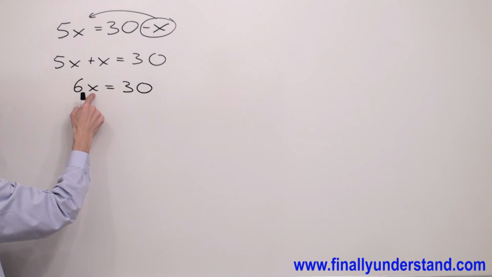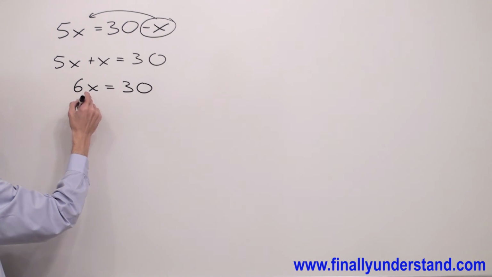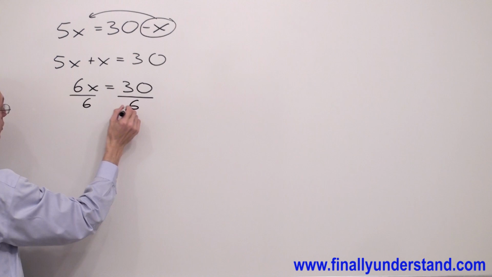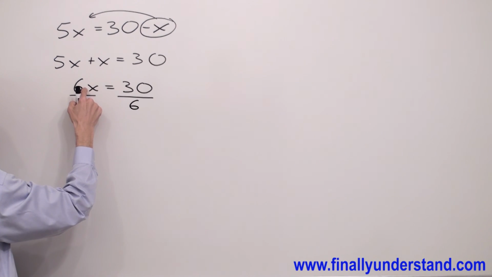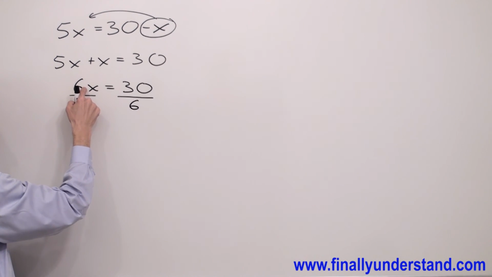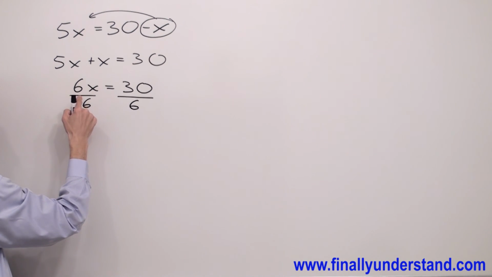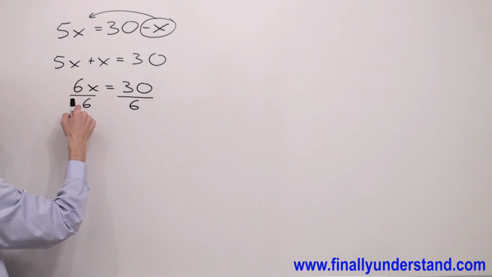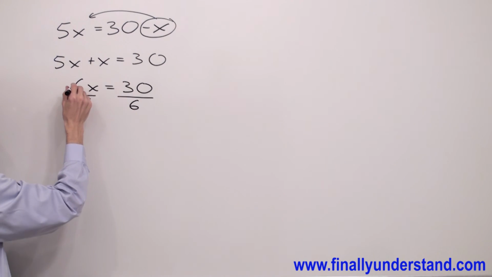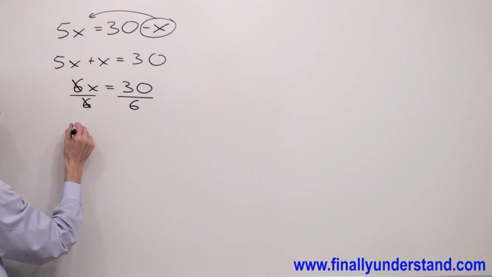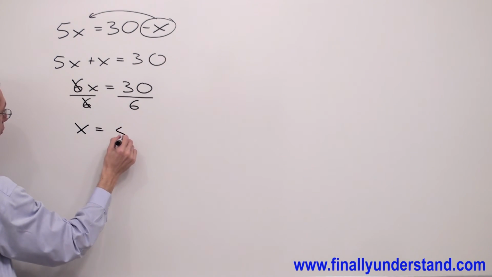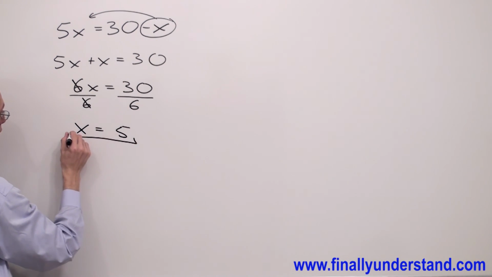In order to find x, I have to divide both sides of the equation by 6. Why? Because I want to eliminate this multiplication. In order to eliminate multiplication, I'm supposed to use division. And I have to always divide both sides of the equation by the number which is multiplied to my variable. So x and x will cancel out, and I have x equals 30 divided by 6 is equal to 5. This is the solution to my problem.